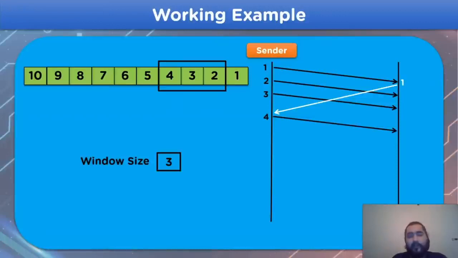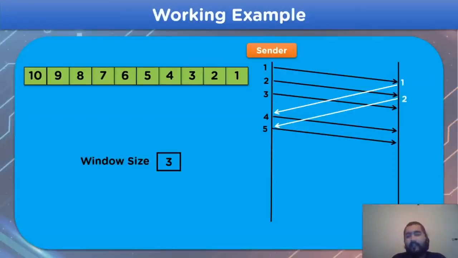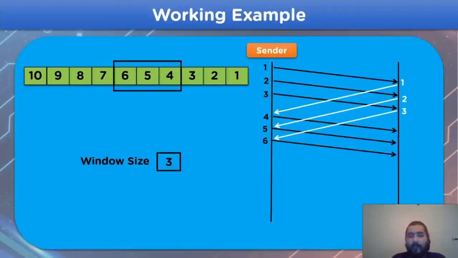And similarly for frame number 2, we'll send the acknowledgement from the receiver side to the sender side. And send frame number 5 from the sender to the receiver side. And a sliding window appears on sequence number 3, 4 and 5. Then again, for frame number 3, we'll send the acknowledgement from the receiver side to the sender side. And send frame number 6 from the sender to the receiver side. And a sliding window appears on frame number 4, 5 and 6.